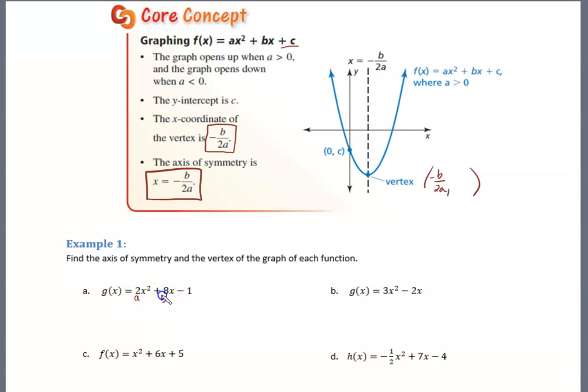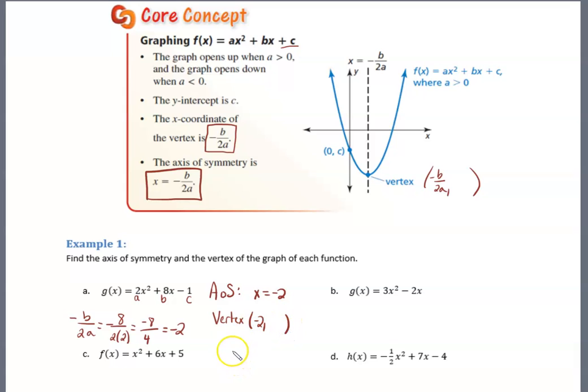So think of 2 as a, 8 as b, and negative 1 as c. If we do negative b over 2a, then we do negative, b is 8, over 2, a is 2. So you have negative 8 over 2 times 2, which is 4. That's negative 2. So our axis of symmetry, I'm going to put AOS for axis of symmetry, is x equals negative 2. And for our vertex, the x value is negative 2.